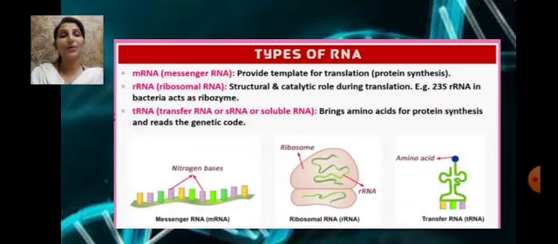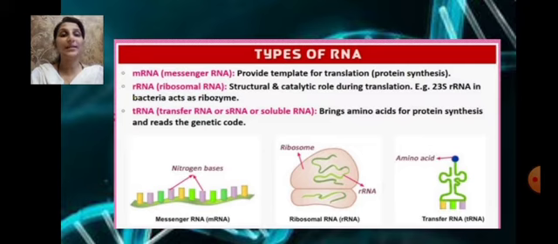Now let us learn about the types of RNA. There are three types of RNA. mRNA or messenger RNA. What is the function of mRNA? It provides a template for translation. So it is a template for protein synthesis to take place. We have learned that DNA cannot directly synthesize proteins. It is the function of the mRNA to direct protein synthesis.